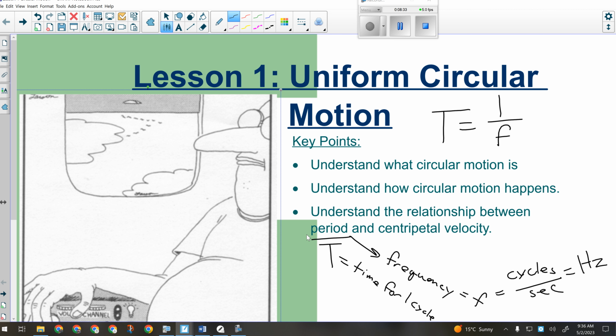I'm holding on to this thing. If I let it go, it'll fly off in a straight line. The only reason it goes in the circle is because I'm pulling it towards the middle. Okay? That's what we call a centripetal force. Center seeking is centripetal. Okay? Without a centripetal force, always pulling towards the center, always causing the object to accelerate towards the center, the object would go in a straight line.